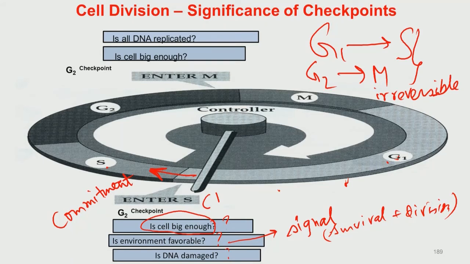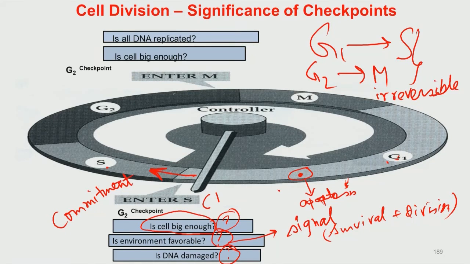Now, let me explain these things with a little bit more time. For example, if some of the questions that were asked here are answered unfavorably, then what will happen? A cell would stay in the G1 phase, and after some time the cell would activate its own suicidal mechanism to undergo apoptosis. Apoptosis means programmed cell death.